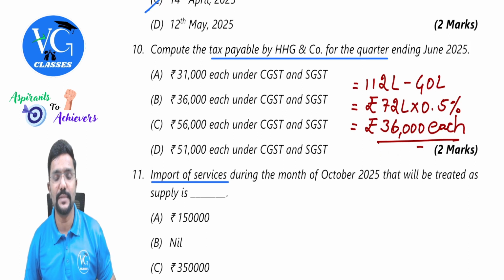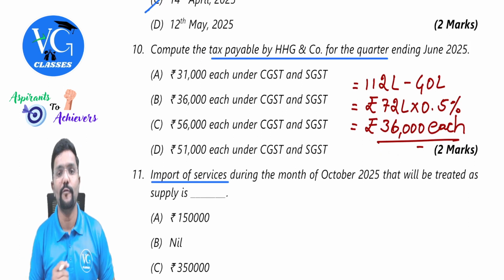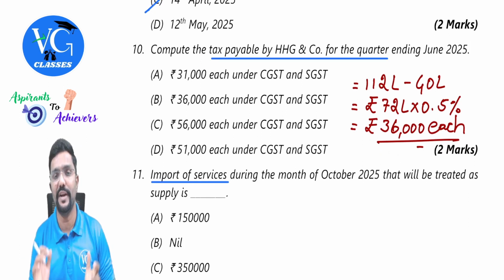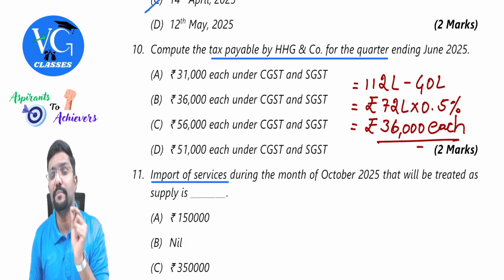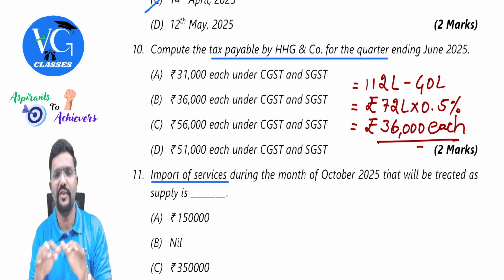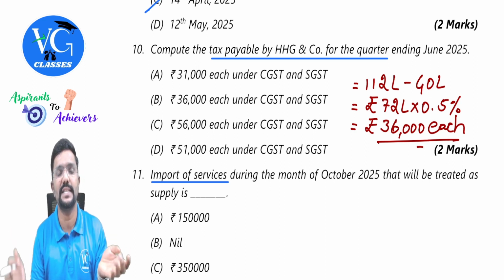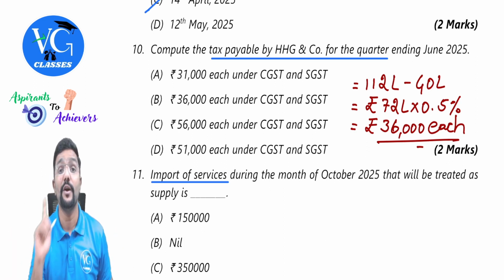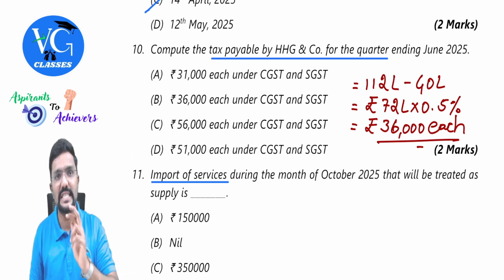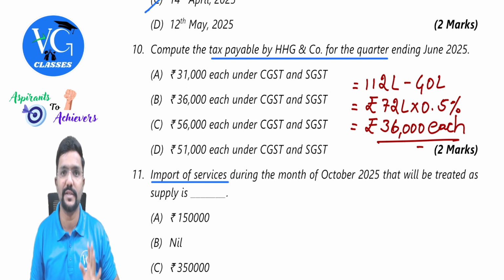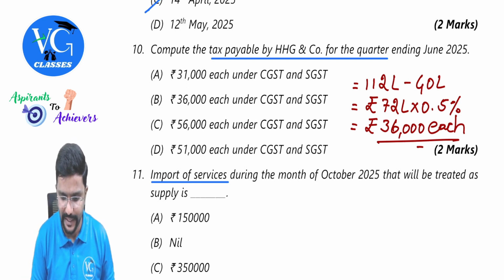Next, compute the tax payable by HHG and Co. for the quarter ending June 2025. Guys, here very important. For the manufacturer, it is 1% of total turnover. Or if we are taking a split between CGST and SGST, it is 0.5, 0.5 of the total turnover. But here, as the firm has straight away got registered under the composition scheme, they get the benefit of explanation 2 to section 10. I will just show you that.